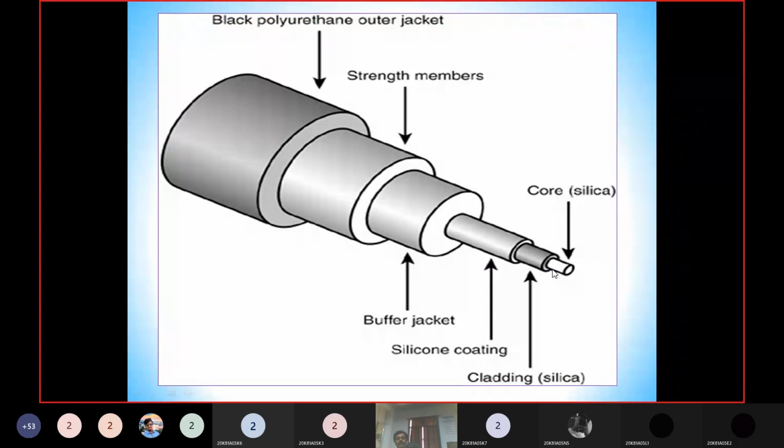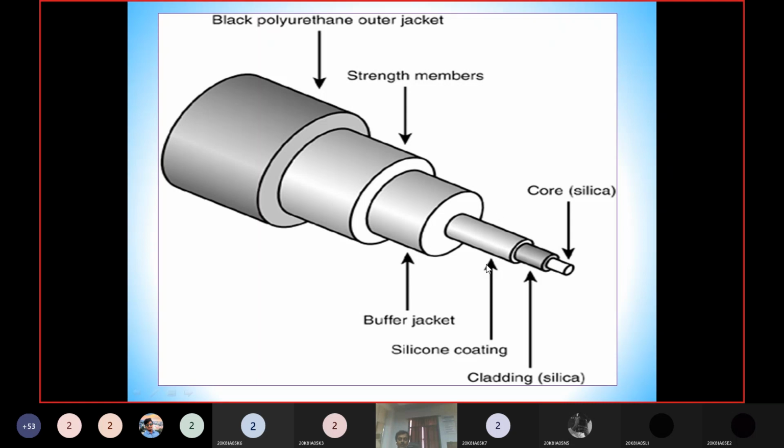That's why, when light enters from the denser medium to the rarer medium, denser meaning the refractive index is more and rarer meaning the refractive index is less, total internal reflection takes place. So that's why the refractive indices of core and cladding are different.